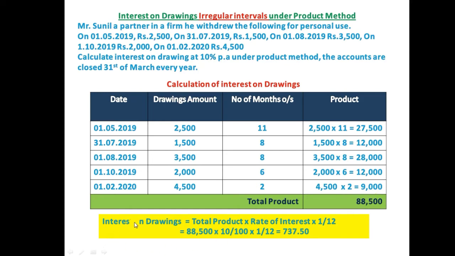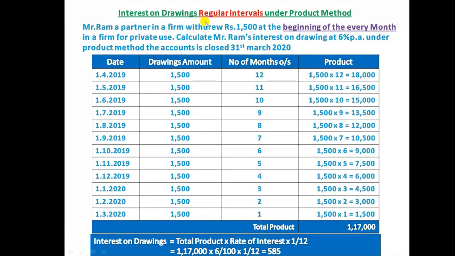After finding the total product, we need to calculate interest on drawings. Now we'll apply the formula. Interest on drawings equals total product into rate of interest into 1 by 12. This formula we need to use to calculate interest on drawings. The total product we calculated is 88,500, into the rate of interest given in the question, 10% per annum, so 10 by 100 into 1 by 12 equals 737.50.